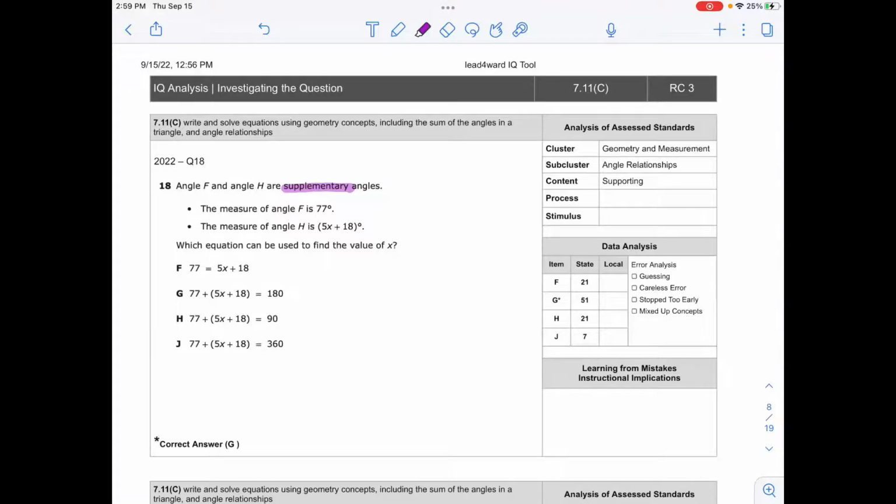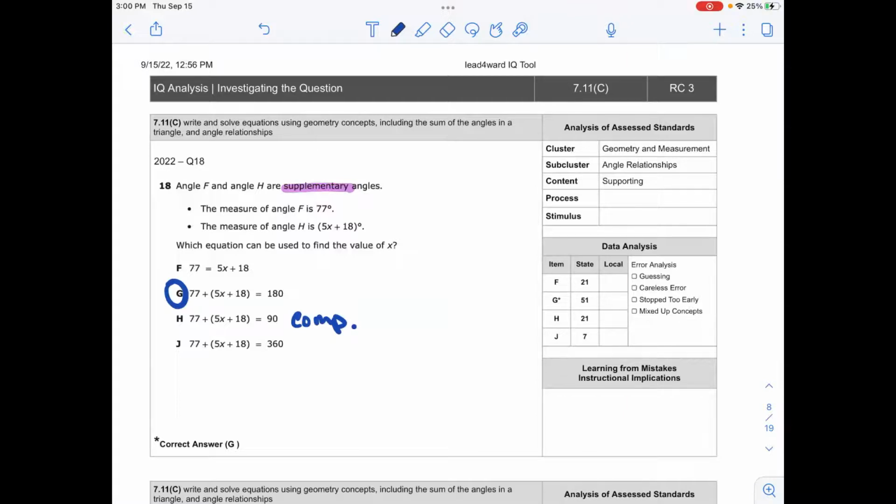That is a quick and easy way for them to be able to eliminate 3 answer choices. Both of these angles, when you add them together, equal 180. So G is the correct answer. If they had asked for complementary angles, then H would have been the correct answer. If they had said the 2 angles are equal, or congruent, then F would have been the correct answer. So again, that vocabulary is super important.